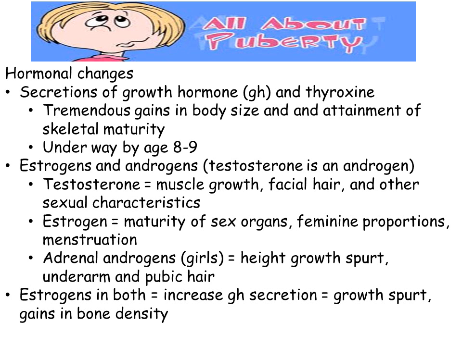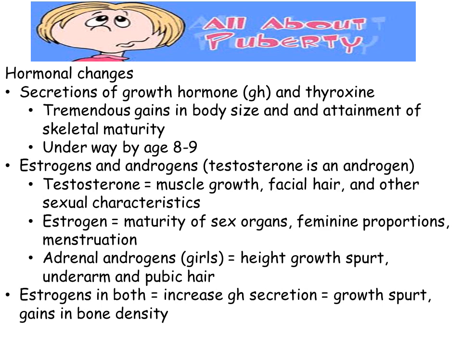Okay, hormonal changes. There's secretion of the growth hormone, GH, and thyroxine. These are both hormones in the endocrine system, and they result in tremendous gains in body size and attainment, so finally skeletal maturity. And this starts about age 8 or 9.